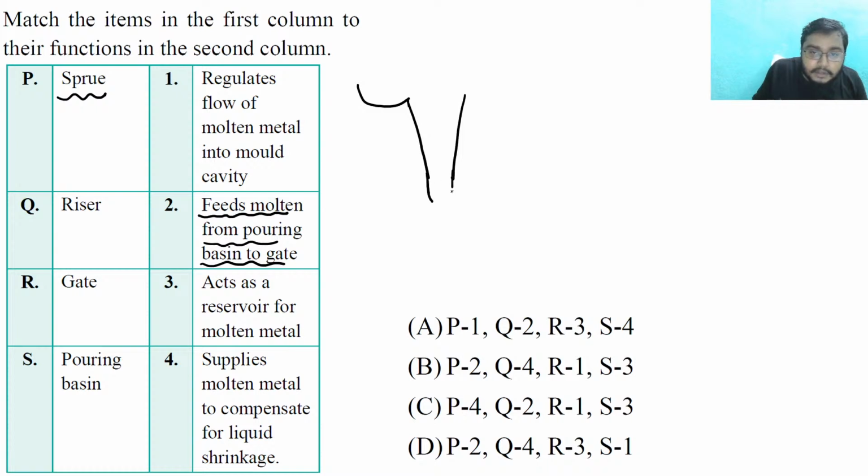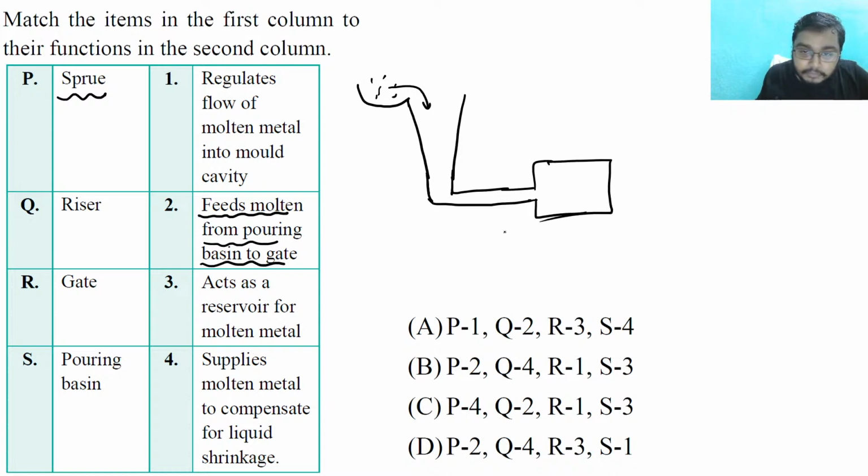These things we have seen. And see, the molten metal is poured from here through the sprue. So it feeds the molten metal from the pouring basin to the gate, and after the gate it goes to the casting. Clear? So the sprue's function is 2. So in which option is there a 2? So this is cancelled out. This can be correct. This is cancelled out. Clear?